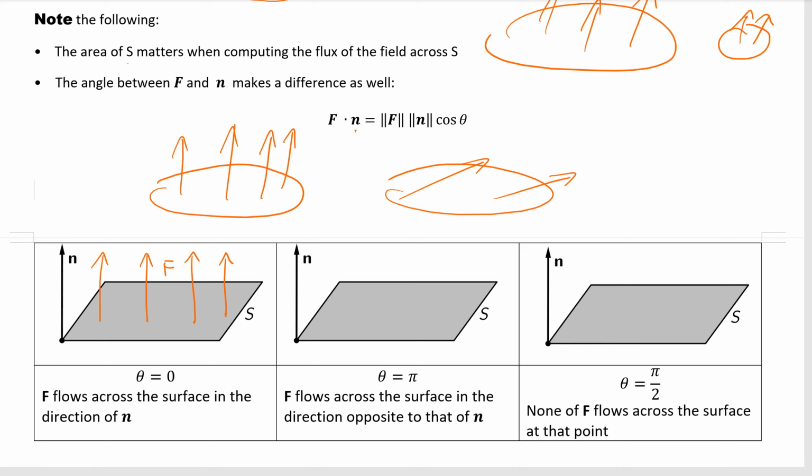How about when theta equals pi? Well, when theta equals pi, they're in opposite directions. So F flows across the surface in the direction opposite to that of N. How about theta equals pi over 2? Ooh, see? None of the F flows across the surface at that point. They're orthogonal. Can you imagine, everybody?